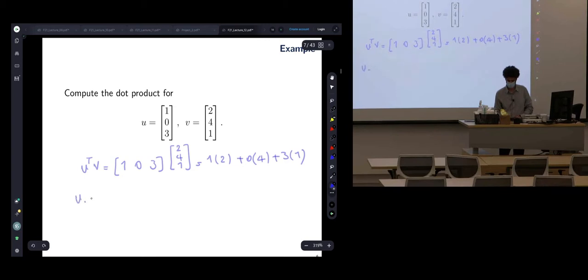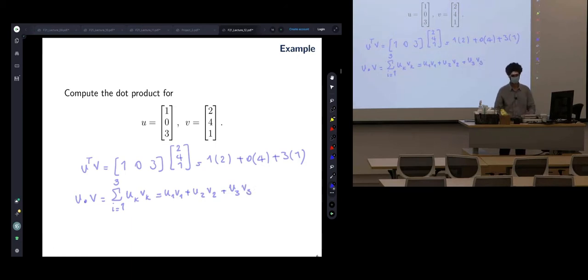You could write it using the summation notation. We only have 3 elements. So it's going to be u1 v1 plus u2 v2 plus u sub 3 v sub 3. It will be the same, right? So it's not very challenging. Dot product of two vectors, you've done way more complicated calculations by now.